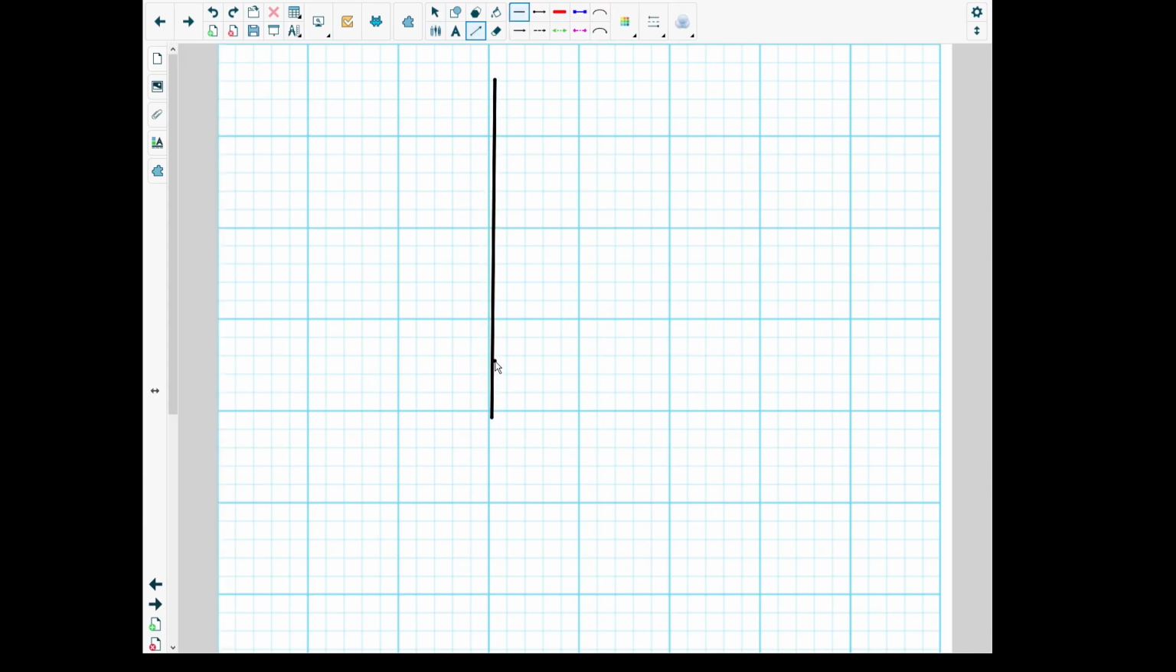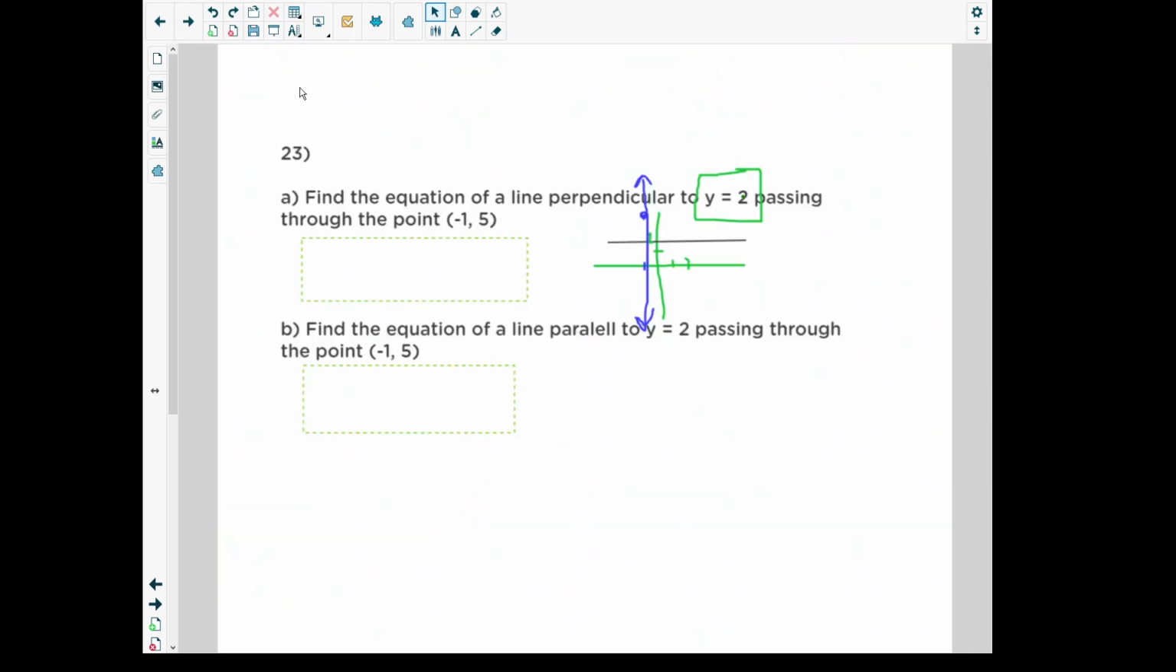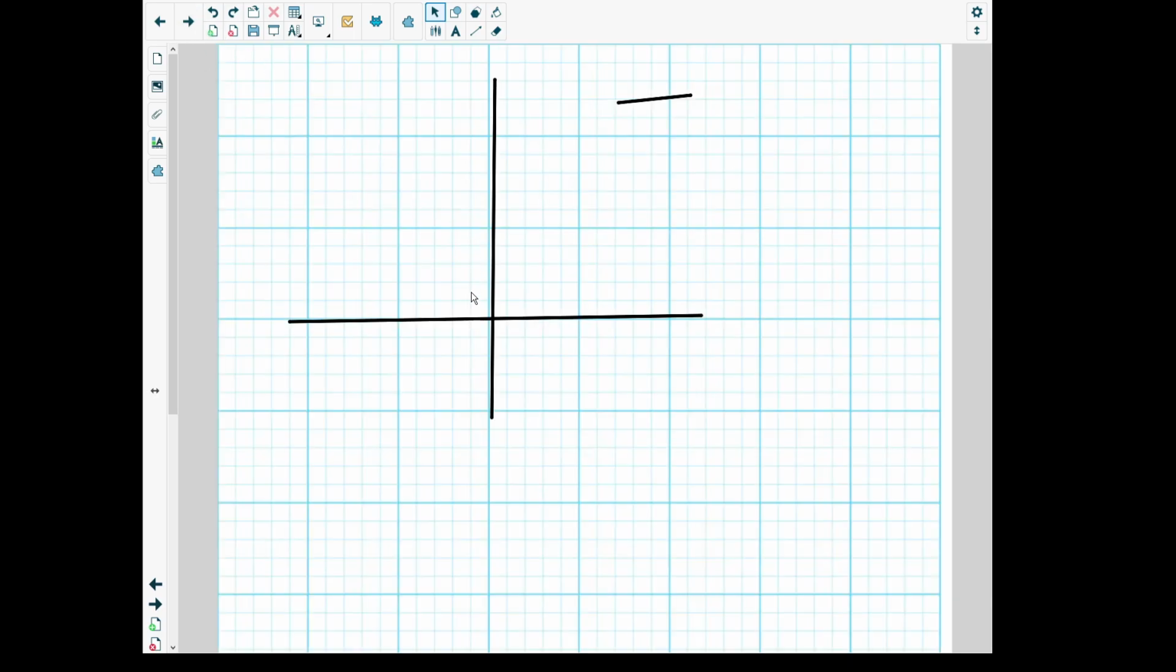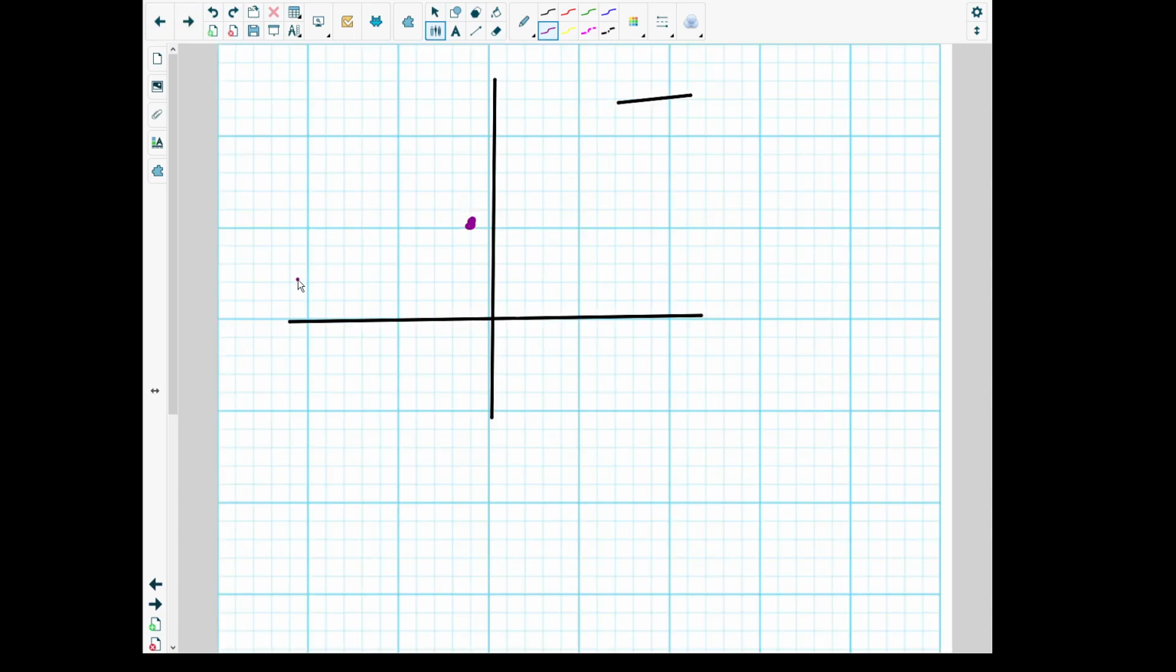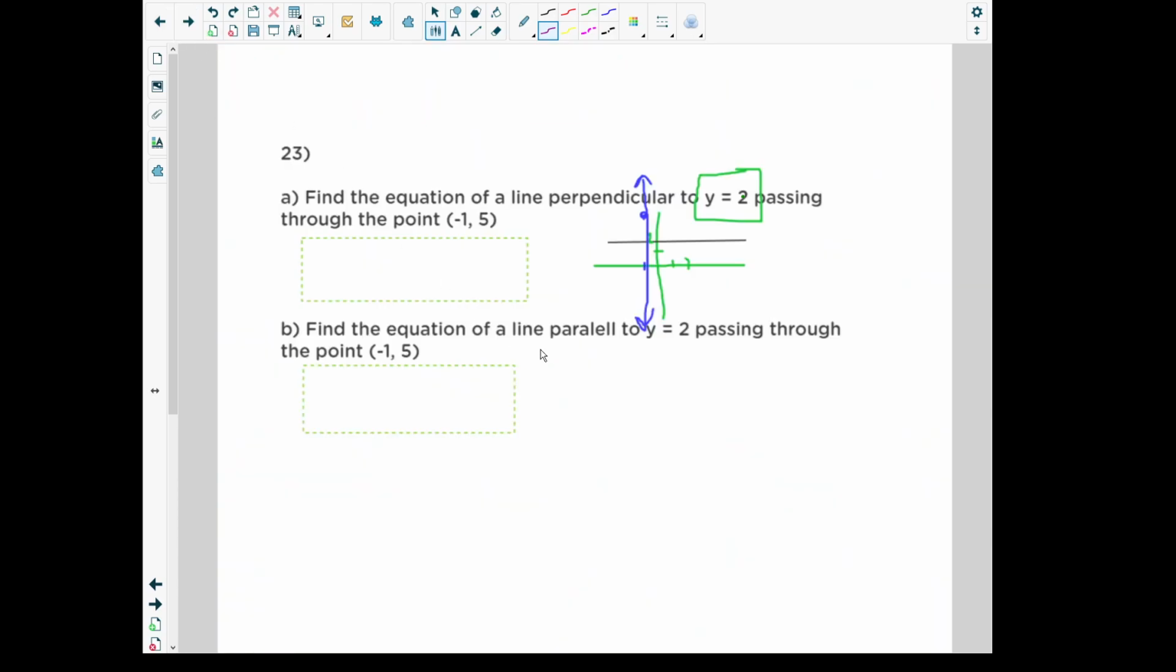So I'm going to make x and y axes here. Let's put it over here. Not perfect, but it'll work. So perpendicular to y equals 2 and passing through negative 1, 5. So negative 1, 5 would be here, and passing through negative 1, 5, sorry, parallel to y equals 2. So here's y equals 2. And they're asking us for a line that is parallel. Oh, no, sorry, perpendicular. Okay, let's do this one first.